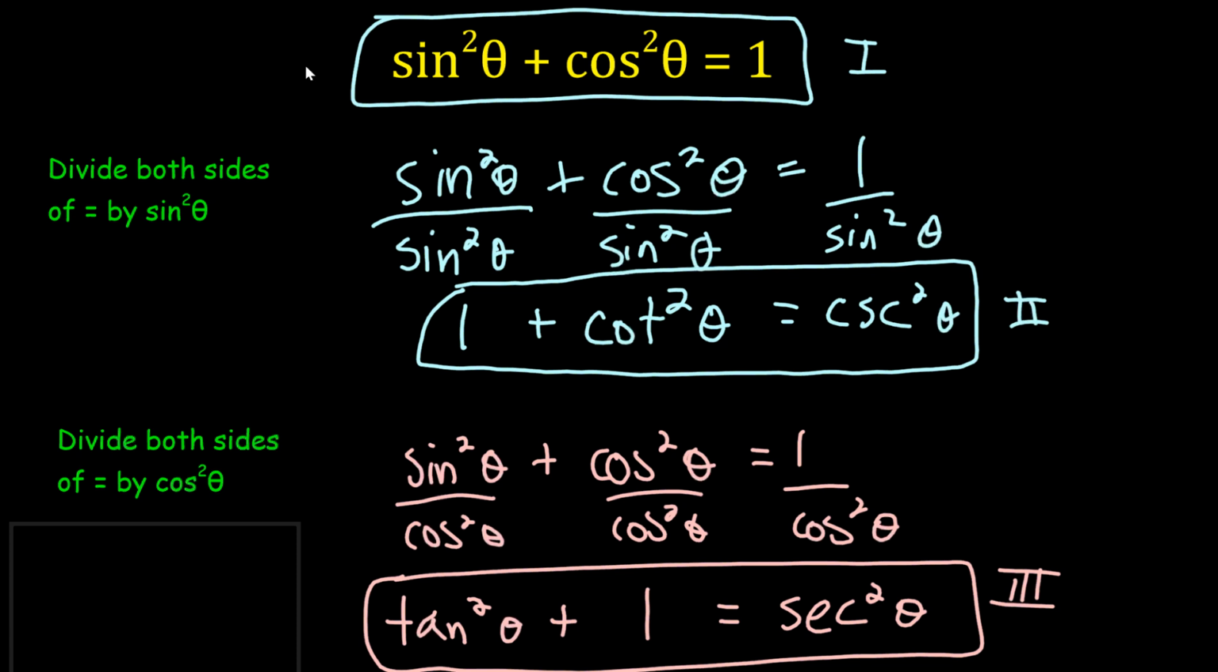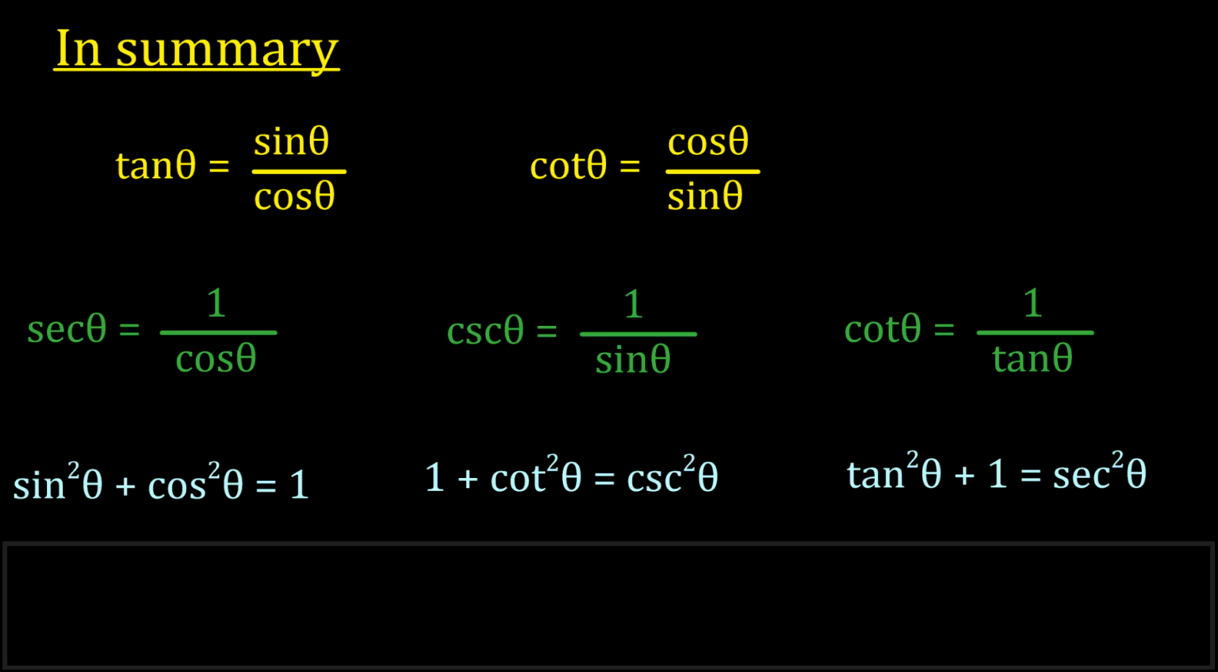One thing that might be nice is just to have a little summary sheet if you have a notebook and you want to write this stuff in there. Here's a nice summary of what we've learned so far: we've got these first two, tangent and cotangent. We learned about those two, and then we have the reciprocal identities, and then we have our three Pythagorean identities. So it might be nice to have this summary sheet somewhere.